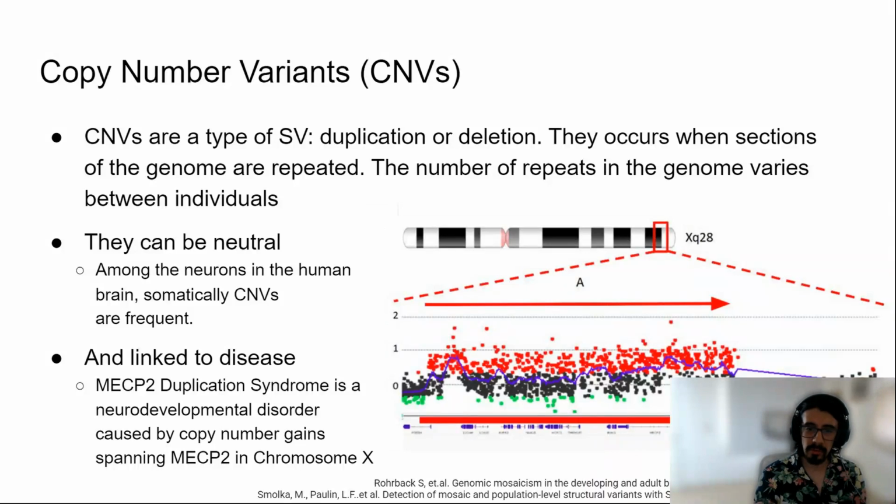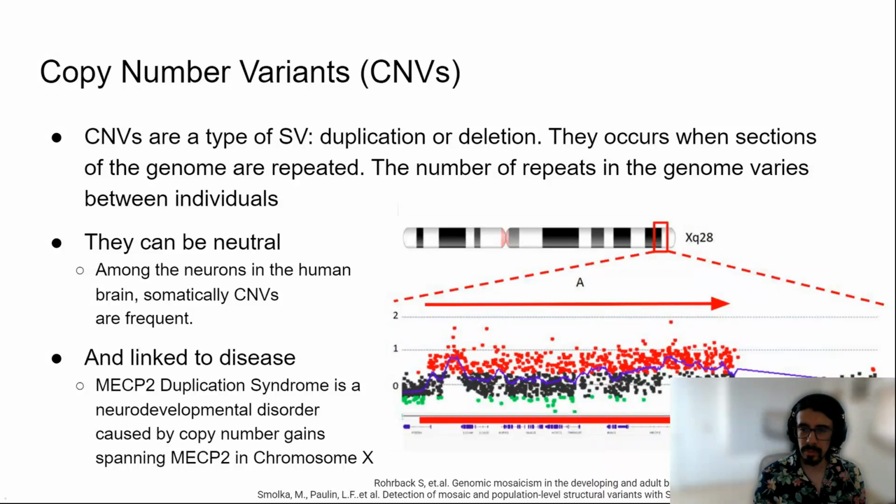Here, I'm showing you one of such examples. So this is from the MECP2 duplication syndrome, which is a neurodevelopmental disorder that is caused by a copy gain in the MECP2 gene on chromosome X. This affects mainly males, as females have 2 copies already and one silenced, but males only have 1 copy, and then having a second copy causes this disease.